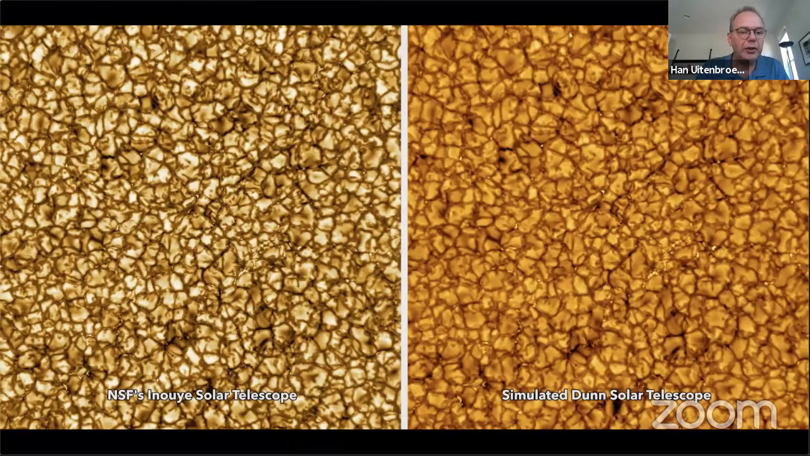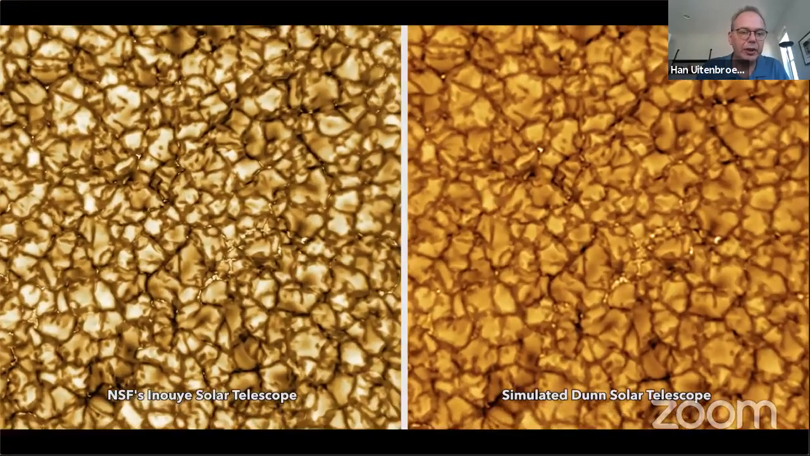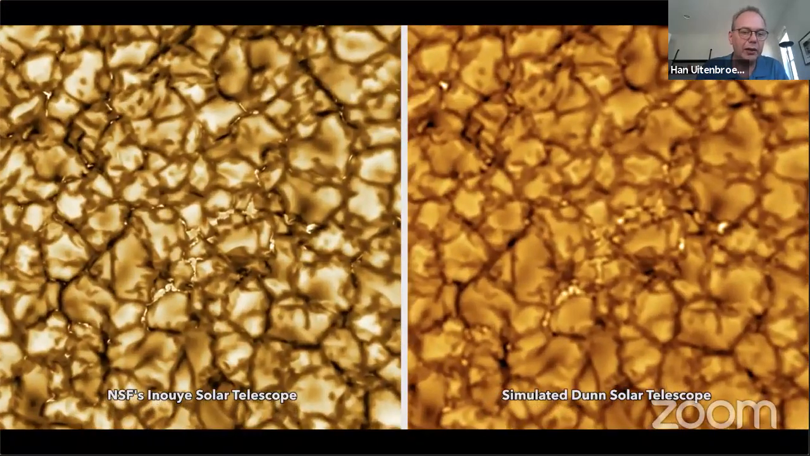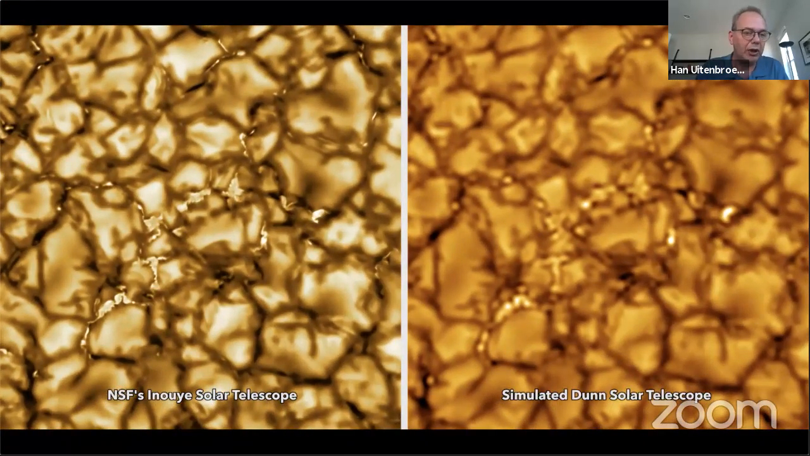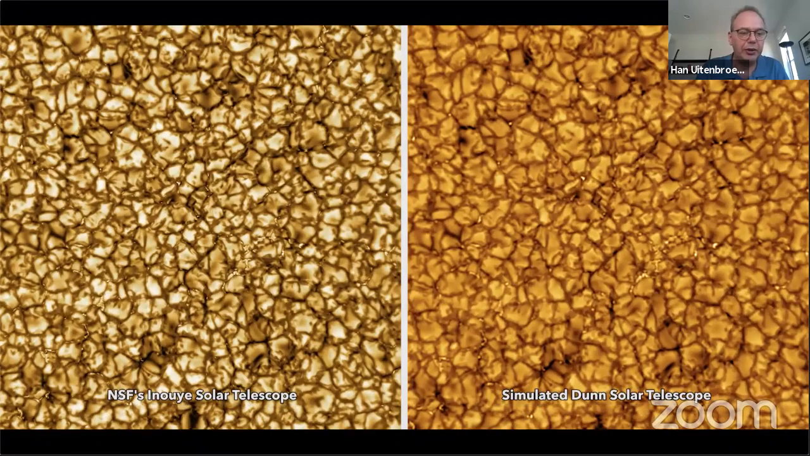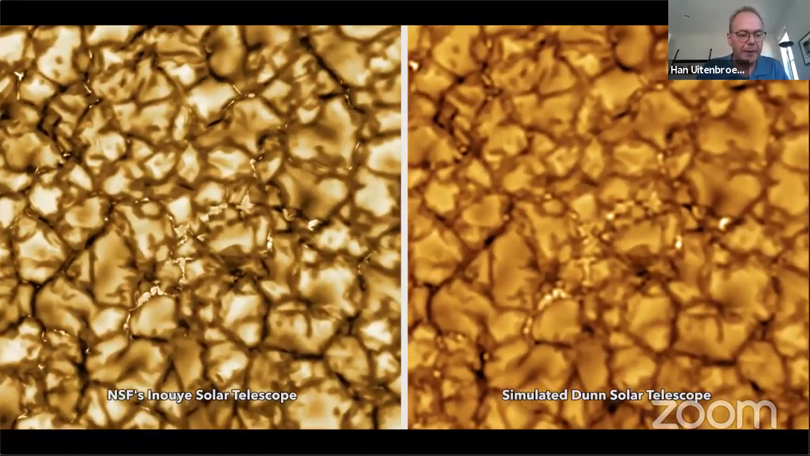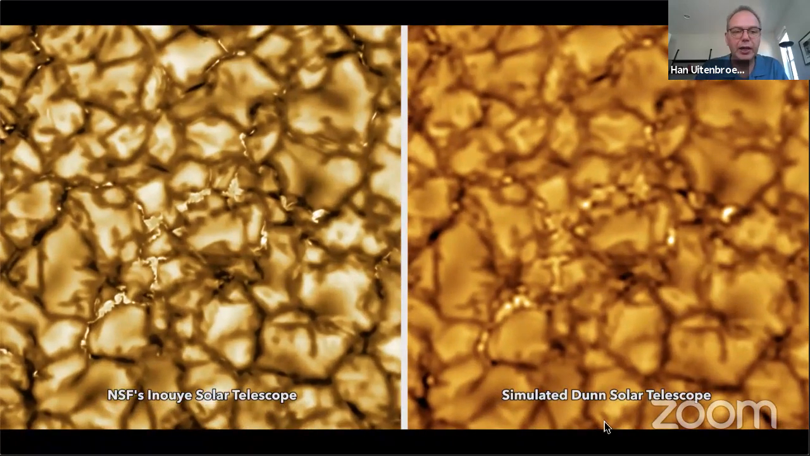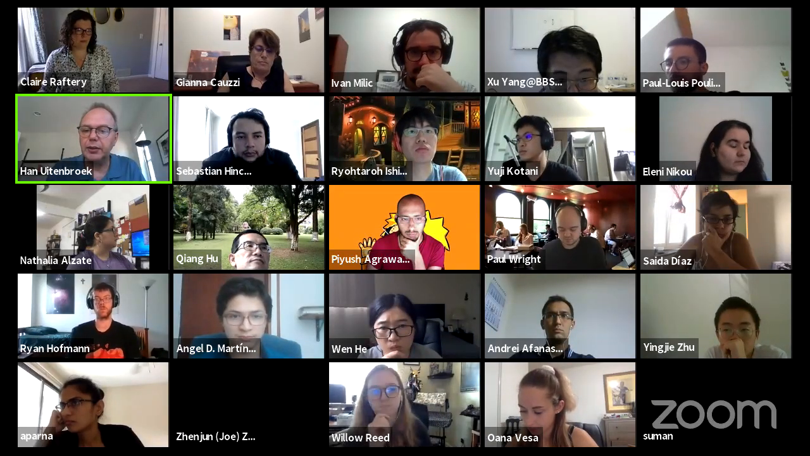So as you can see, there is a very clear improvement in resolution and a very clear hope that we will do a lot of discovery science with this unprecedented resolution that the DKIST now enables. So thanks, Claire. Let me share it again.